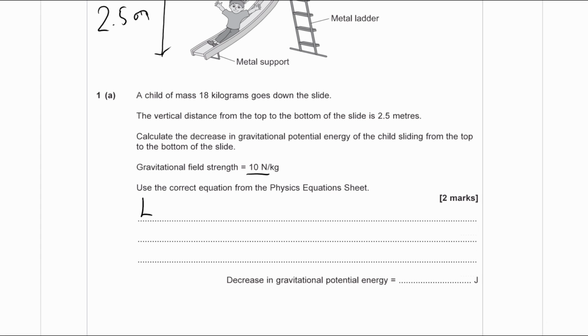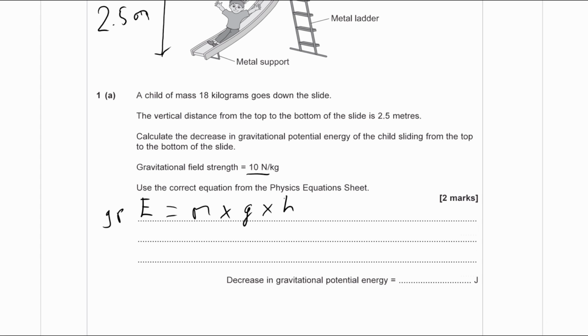Now, you should know that the equation for gravitational potential energy, I'm just going to put E there, but that is obviously GPE, gravitational potential energy, is equal to mass times gravitational field strength times h, where h there is the height or the change in height, okay, because we can never describe the actual gravitational potential energy, we describe the change in gravitational potential energy.